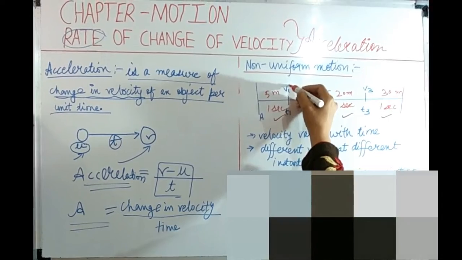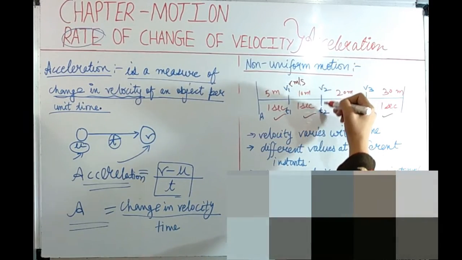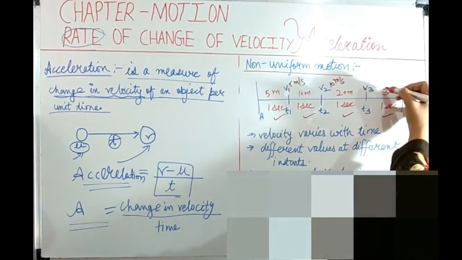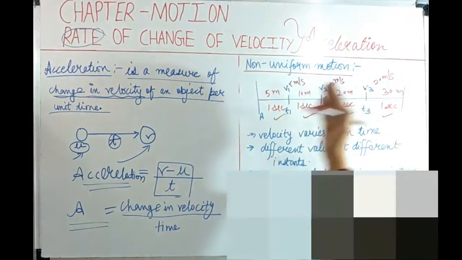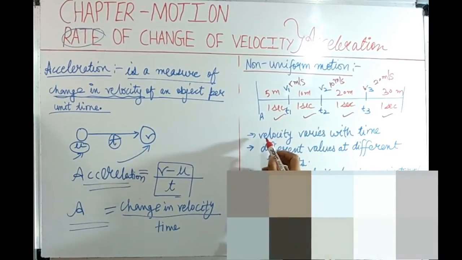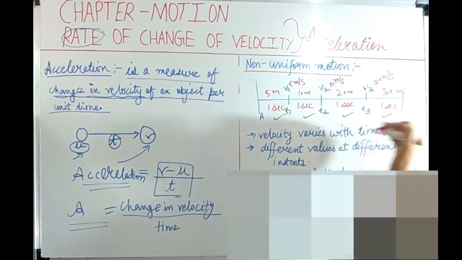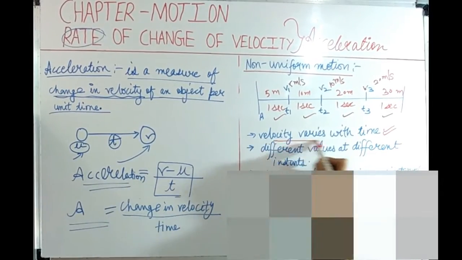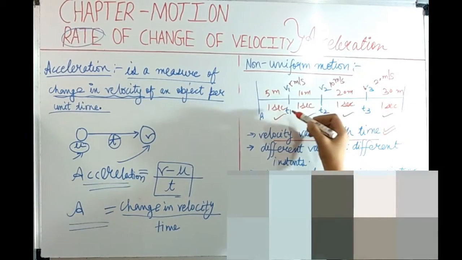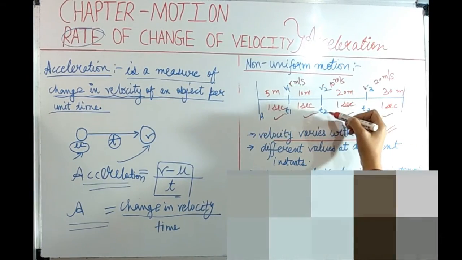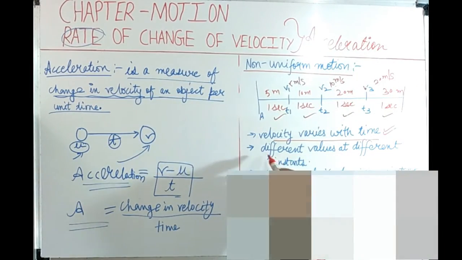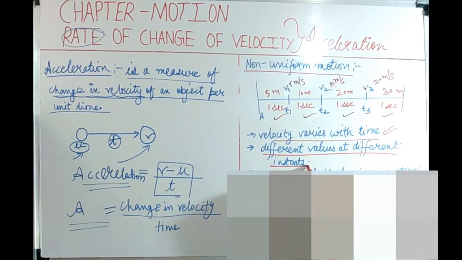In the non-uniform case, the object is covering unequal distances in equal intervals of time. Here v1 is, let's say, 5 meter per second, v2 at time t2 is 10 meter per second, and v3 is 20 meter per second. So you can see that velocity is continuously varying with time. First point is velocity varies with time. At t1, the velocity is 5 meter per second, at time t2, 10 meter per second, at time t3, 20 meter per second. So different values are there at different instants.